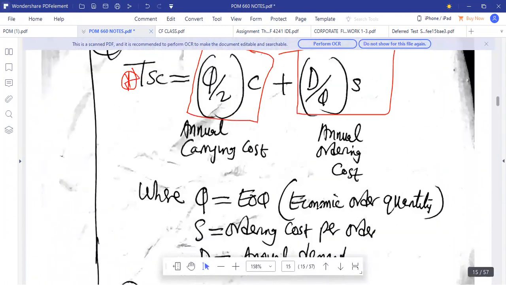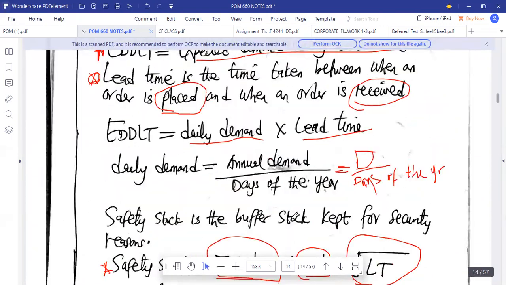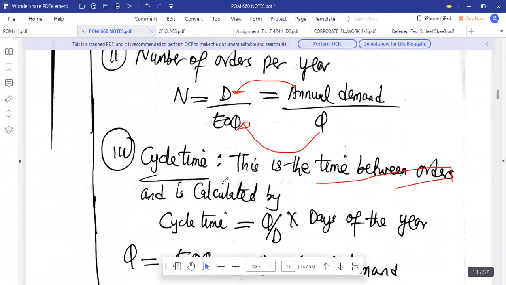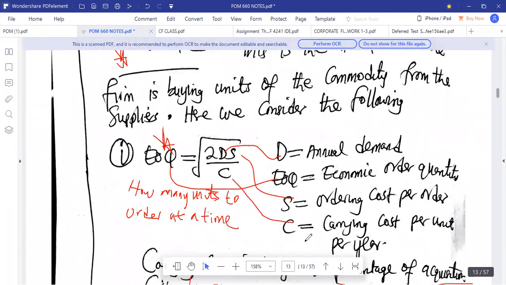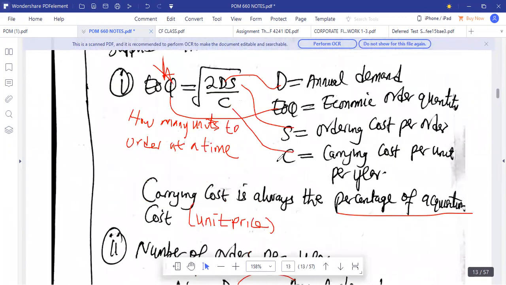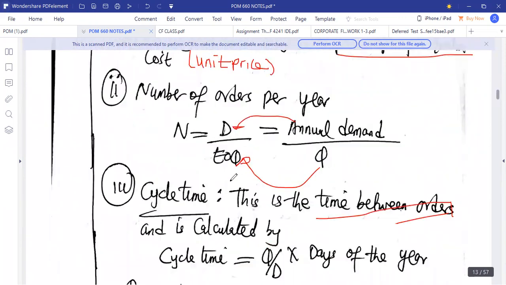So where Q is the EOQ. EOQ, economic order quantity, is very important here. If you get the first answer wrong in inventory management, which is this one, then it means that all the other questions and answers you're going to get will not be correct, because that is the Q that we are interested in. So this one is the same as our Q.